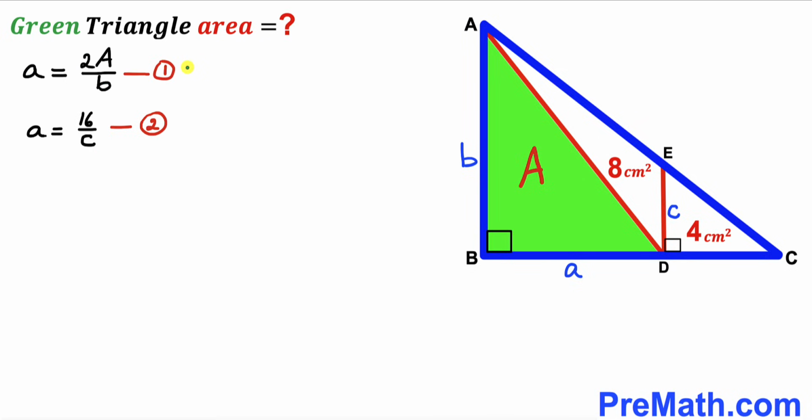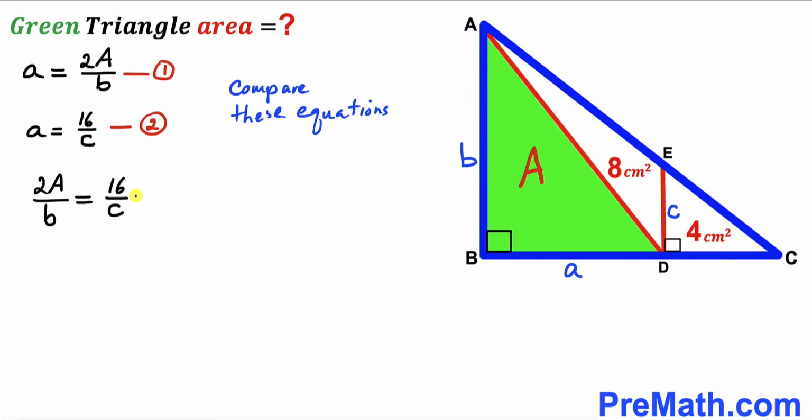So we end up with a system of two equations, equation 1 and equation 2. Now we are going to compare these two equations. We can see the left hand sides are identical, so we can equate the right hand sides as well. Therefore we can write 2 times uppercase A divided by b is equal to 16 divided by c. Here I'm going to multiply both sides by 1 divided by 2.